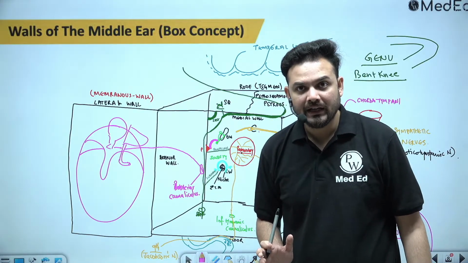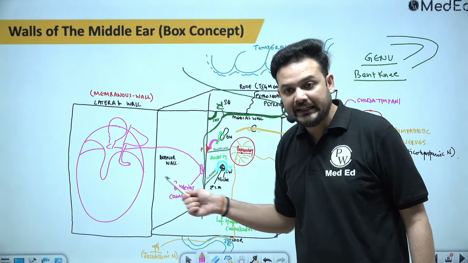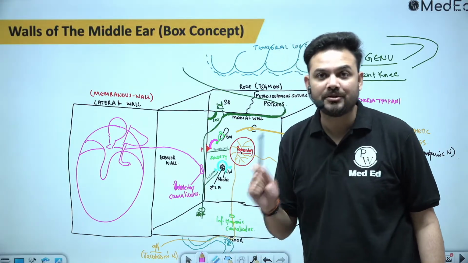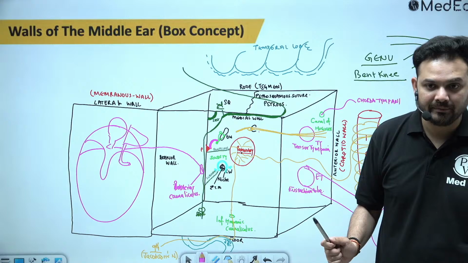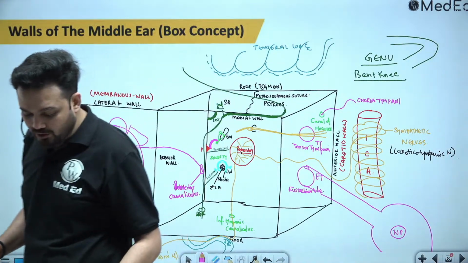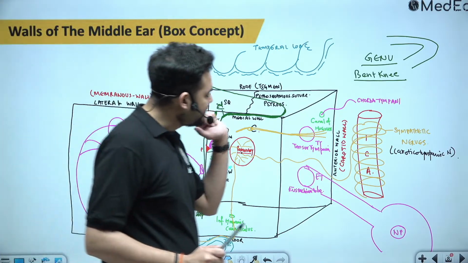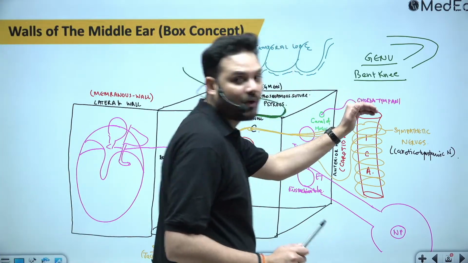Okay, so are we clear on this chorda tympani? The opening where it comes into the middle ear is called the posterior canaliculus. That's also a question for you. Okay, now we have understood what exactly the posterior canaliculus is, that is the entry point of chorda tympani, and what the canal of Eustachian is, which is the exit point of chorda tympani.